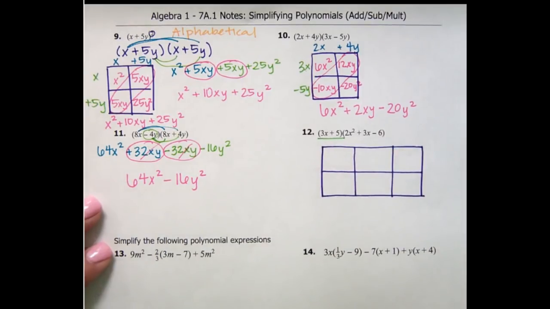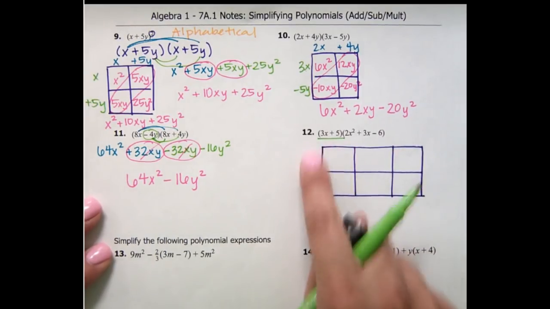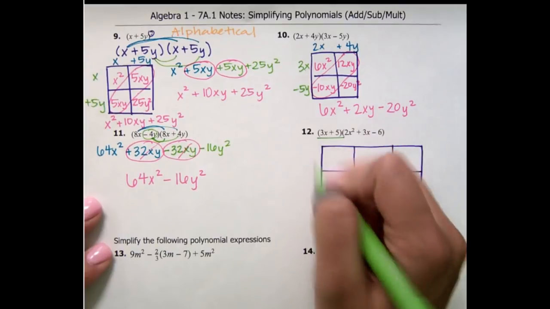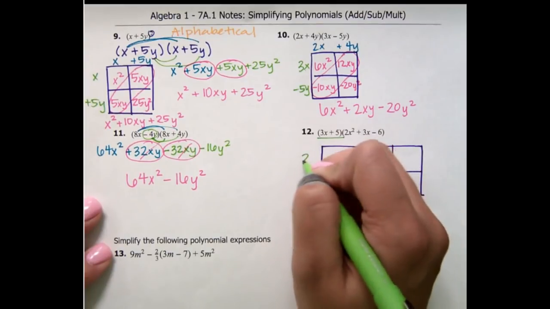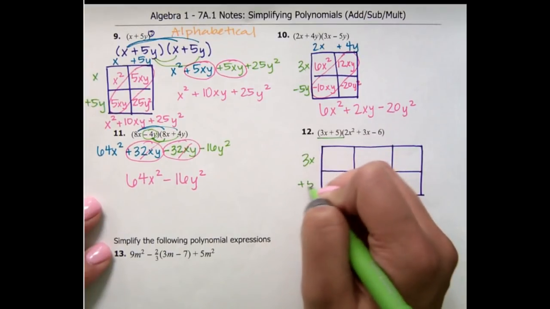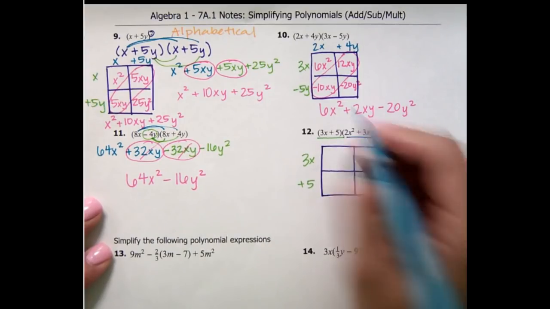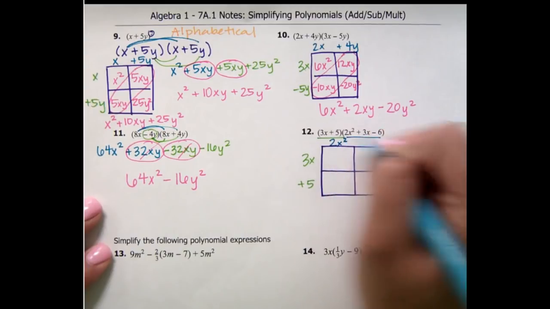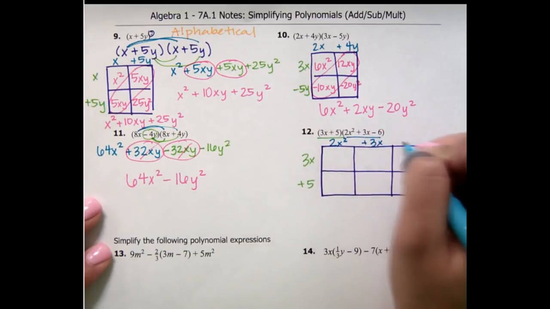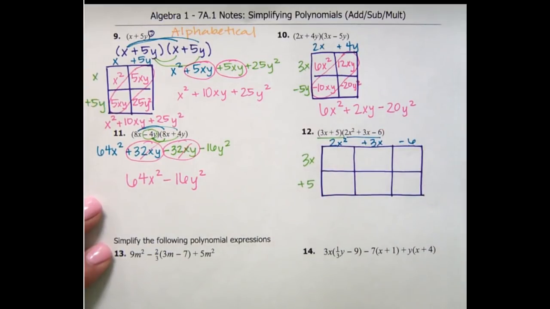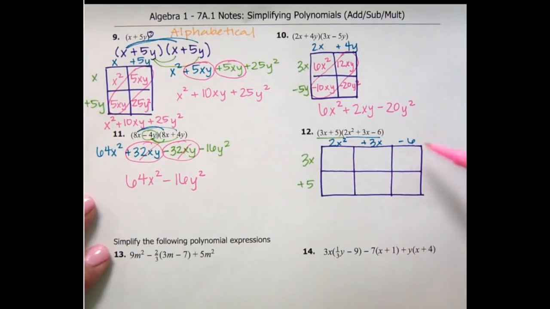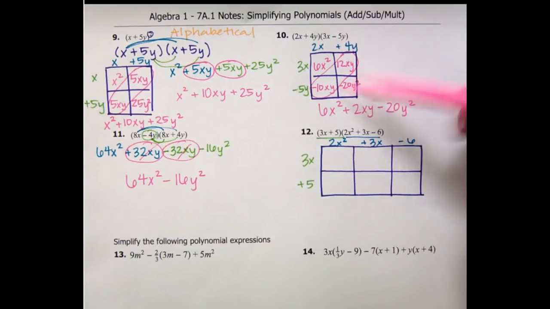this is only 2, right? 3x and 5, well, that needs to go here because this is the part where I have 2 different sections. So 3x plus 5. This part that has 3 needs to go up at the top. So 2x squared plus 3x minus 6. So we just have an extra column of boxes. You're still going to multiply to fill them in, just like when we have only 4 instead of 6.